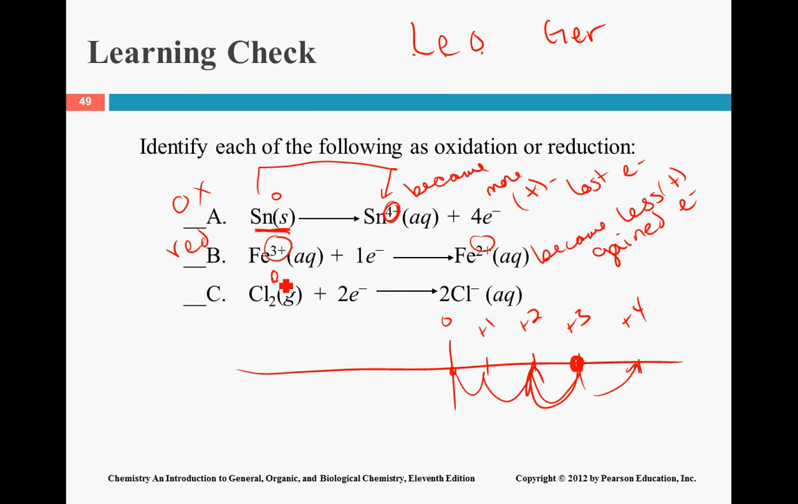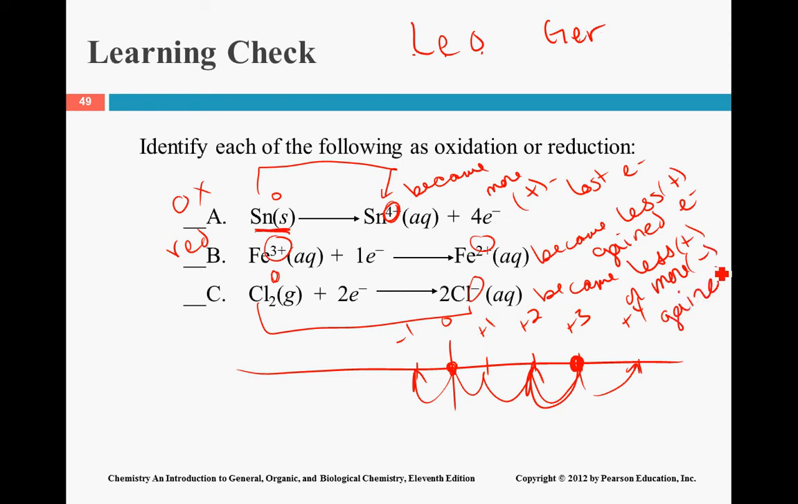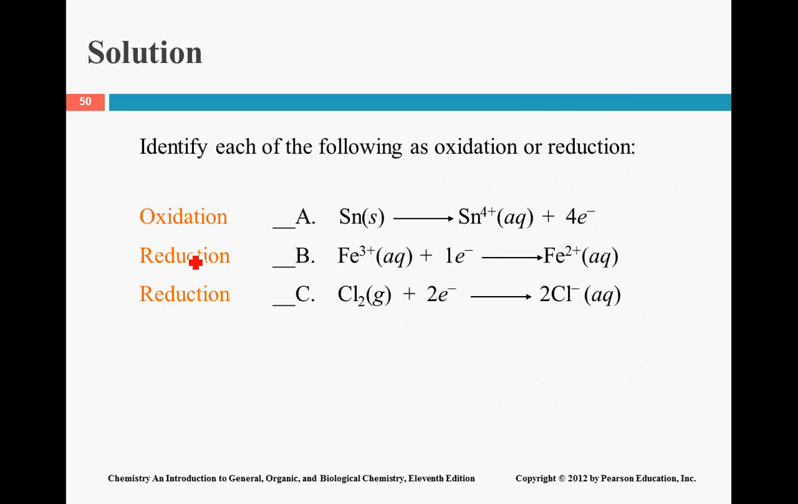Okay, chlorine. It's a 0 here because it's bonded to itself. It's elemental chlorine. And it's going to a -1. So it started off 0 and we're going to a -1. It became less positive or more negative, because those two are the same thing. That means it gained electrons. So gain electrons is reduced. Now that's one basic definition of redox.